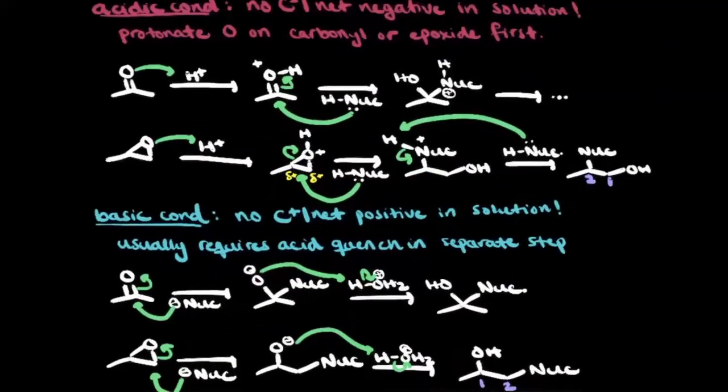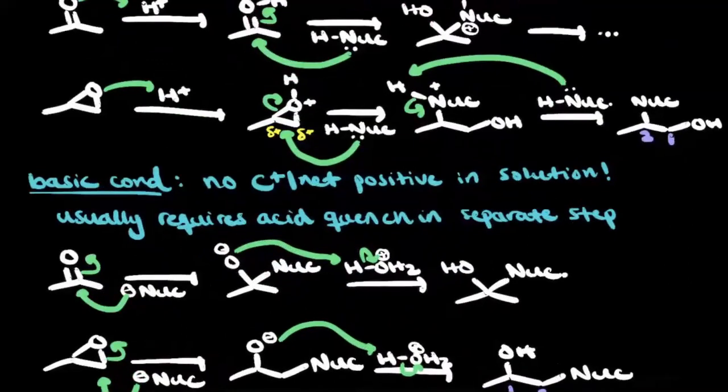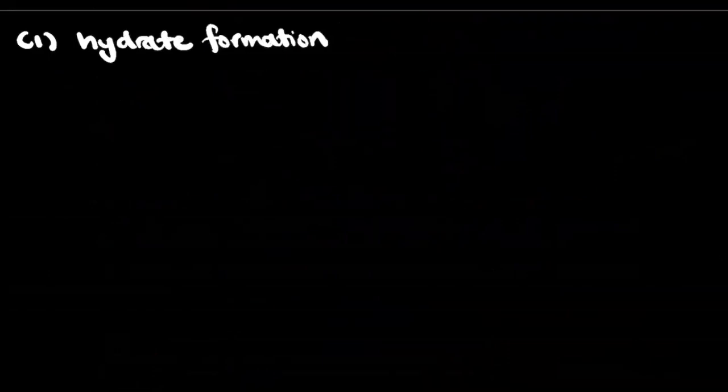All right, let's look at our mechanisms. A lot of the first mechanisms that you guys saw were in acidic conditions, so we start off in acidic conditions and we'll move right along into basic conditions. The first big mechanism we saw was the formation of hydrates. A hydrate is just a gem diol, meaning it has two alcohols on the same carbon.